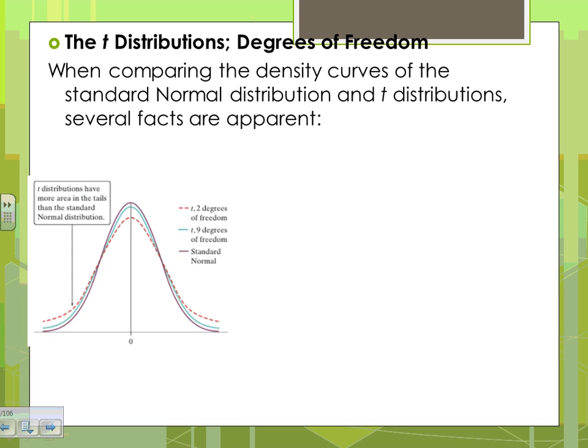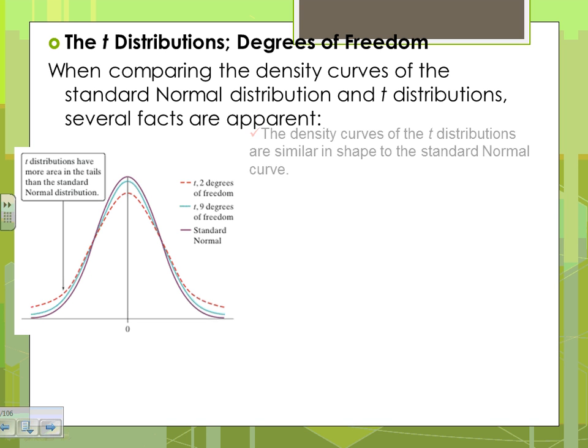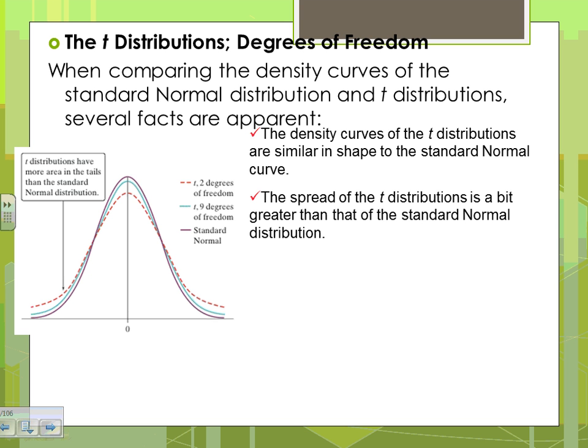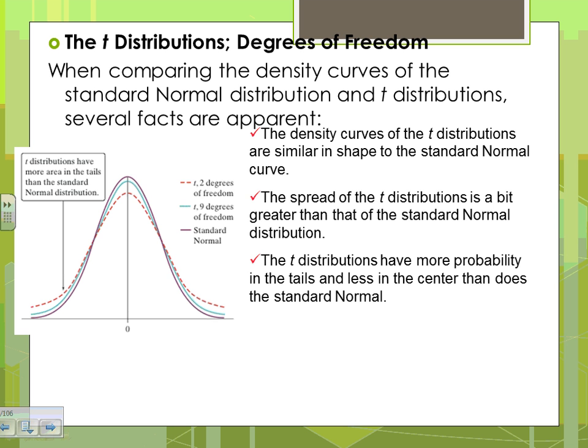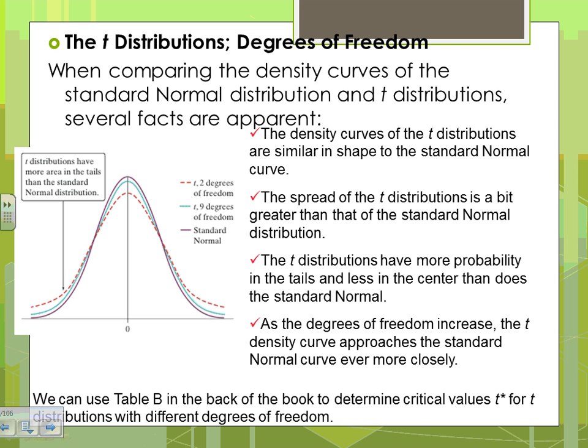So this is a little bit of what we talked about. Here you can see as t increases, there's less area in the tails. It's more concentrated, less variance. And that's kind of what we talked about as well. And we can use our table and our formula sheet to help find the t stars.